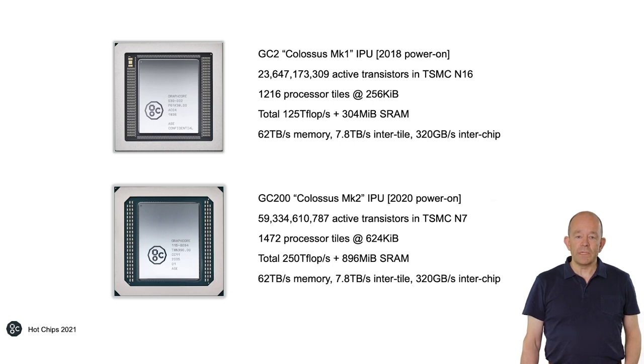The peak compute rate of the Mk2 chip is 250 teraflops per second, similar to its GPU contemporaries. The final thing to note is the huge on-chip bandwidths, which are the product of such extreme parallelism. 62 terabytes per second between tile processors and their memories, and nearly 8 terabytes per second of exchange bandwidth between the tile processors.